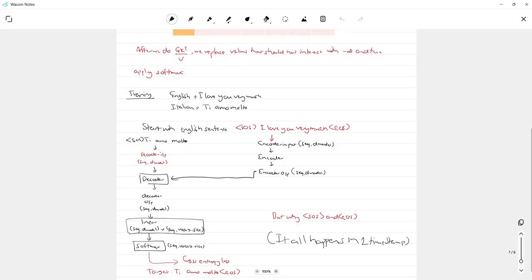The first step is to prepare the encoder input. So the English sentence is wrapped with the start of sequence and end of sequence tokens, and then the full sequence is fed to the encoder.